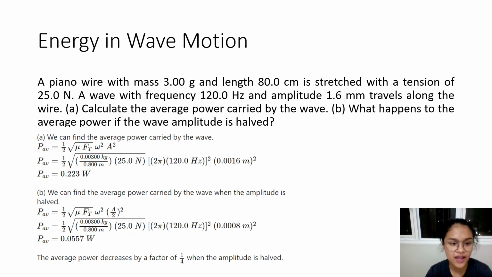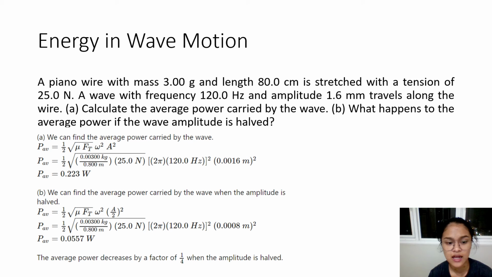So we can find the average power using the formula average power equals 1/2 times the square root of linear mass density times force, the tension force, multiplied by omega squared times amplitude squared. So when we input the values here, we would be getting 0.223 watts. So now we can find the average power carried by the wave when the amplitude is halved.